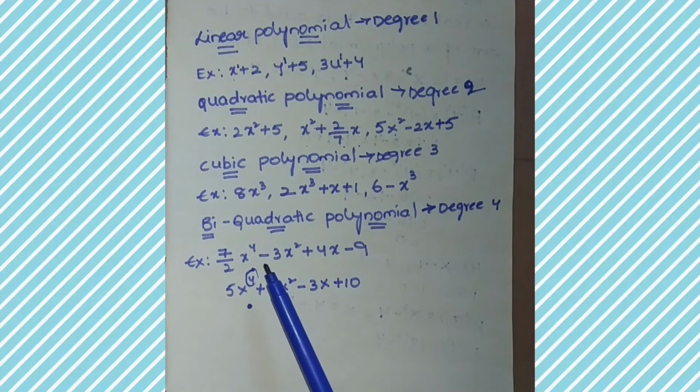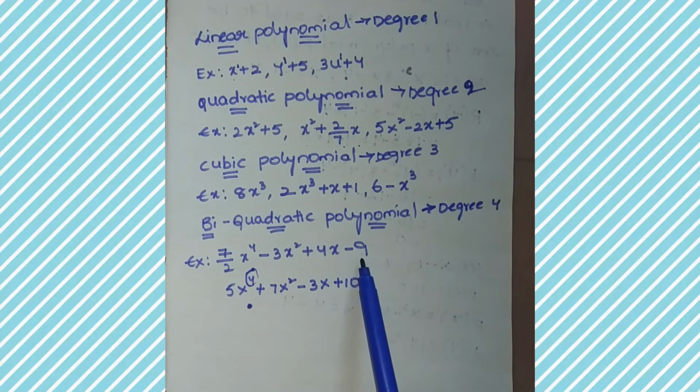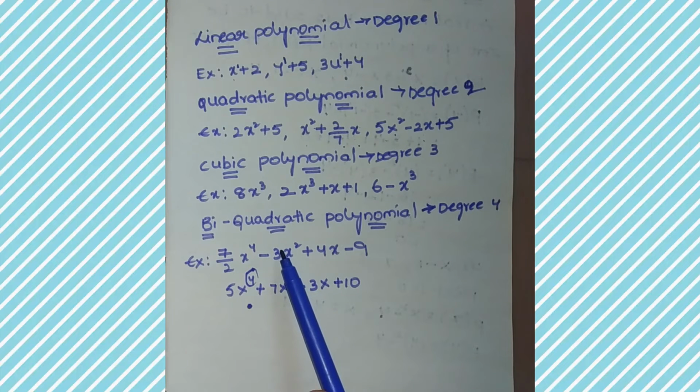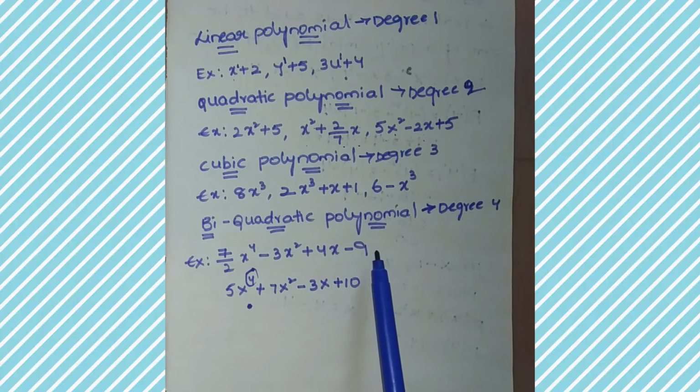But what is the degree? It is the highest power. Among these, which is the highest power? 4. So the degree is equal to 4. So 7/2 x⁴ − 3x² + 4x − 9 is nothing but a biquadratic polynomial. Another example, 5x⁴ + 7x² − 3x + 10.